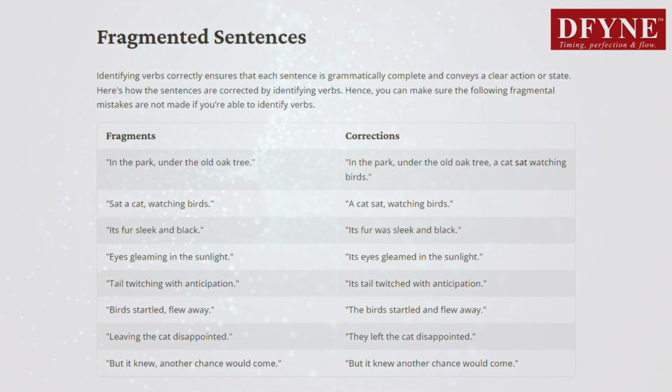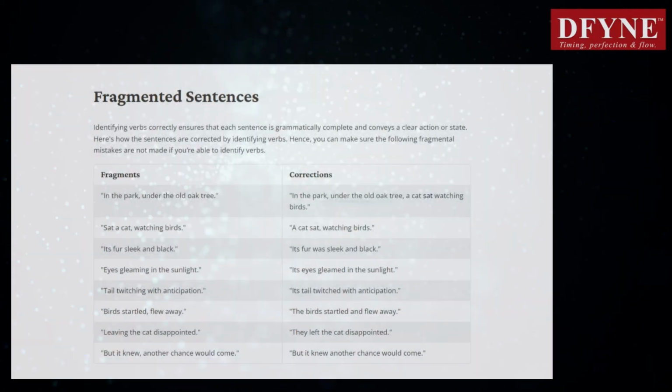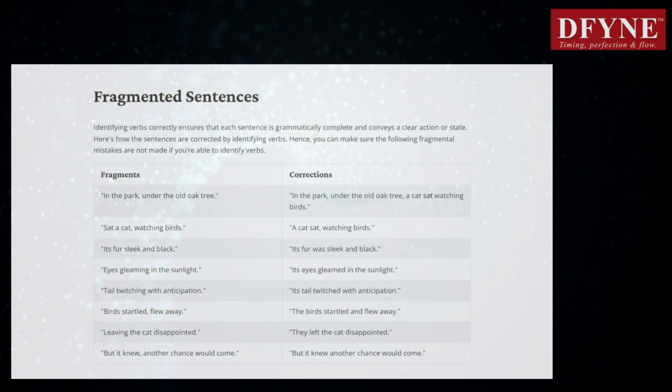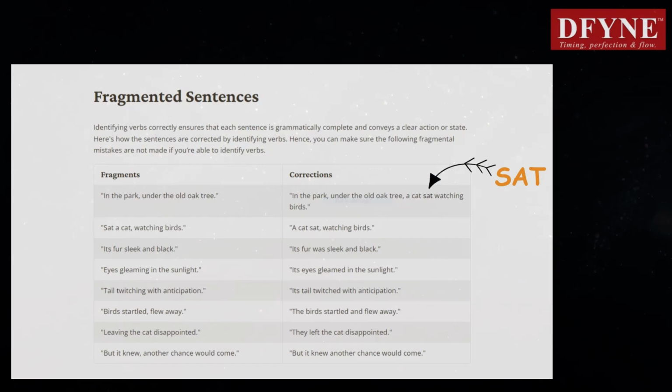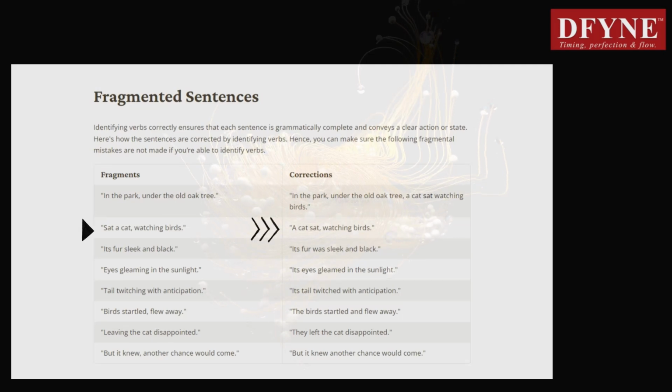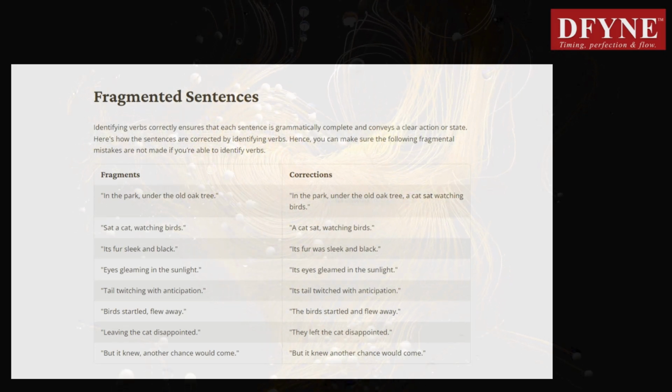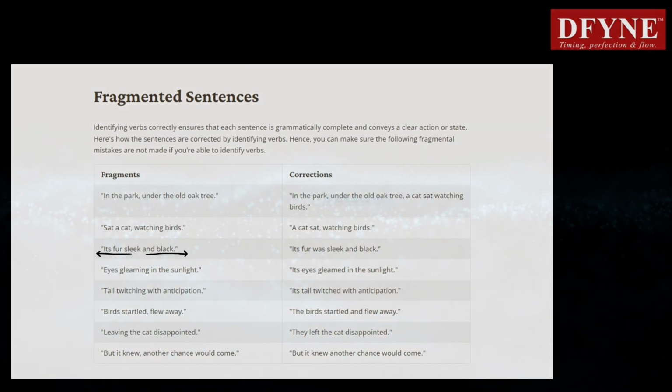In the first fragmented sentence, there is no verb used. The sentence itself became complete when sat, the verb from the next fragment, was included. The second one starts with a verb. It should start with a noun or a modifier like a, as given in the corrected sentence. In the third one, the verb is missing again. When it is added in the corrected sentence, it conveys a past event.